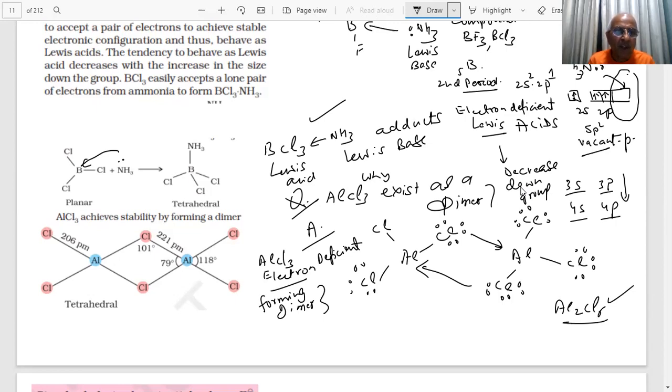And you have seen the sizes are given. Bond angle, bond length, student. This bond length is different from this bond length. This is 206 picometer, student. This is 221 picometer. So bridged Cl. What is this? Bridged Cl, student, bridge between two aluminiums. And that bond is longer as compared to this one. See that, 221? This is 206, student.